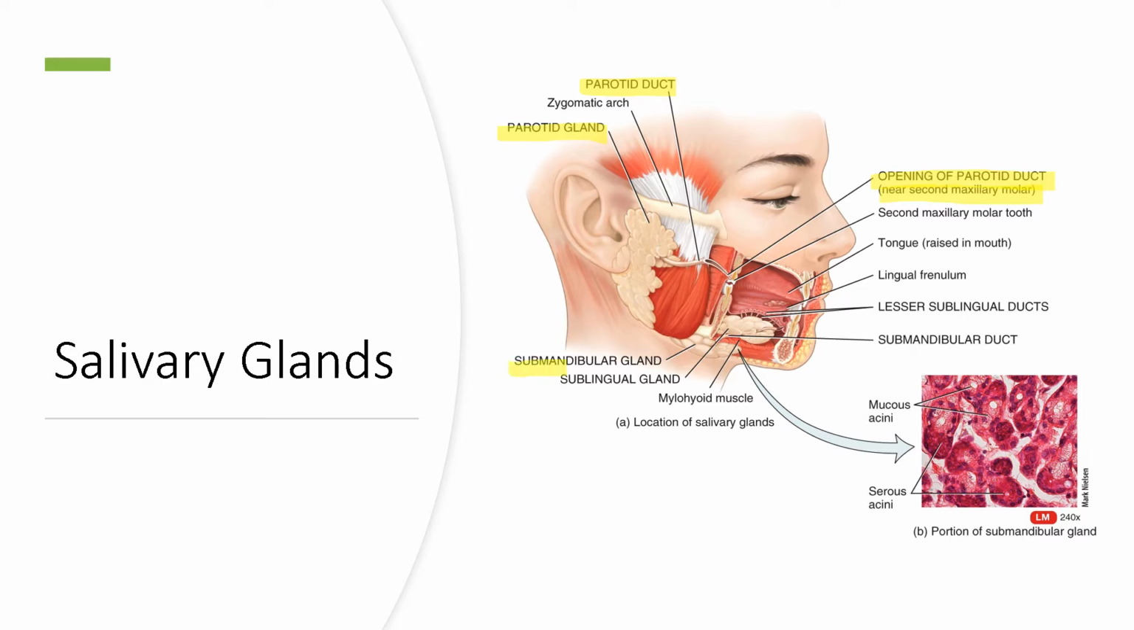Next are the submandibular glands, which is this gland down here. These are found kind of on the floor of the mouth, and they're found medial and partially inferior to the body of the mandible. And then the submandibular duct is going to be labeled right there. It's a very small duct. It's kind of hidden in this picture. Kind of right there is where that duct is.